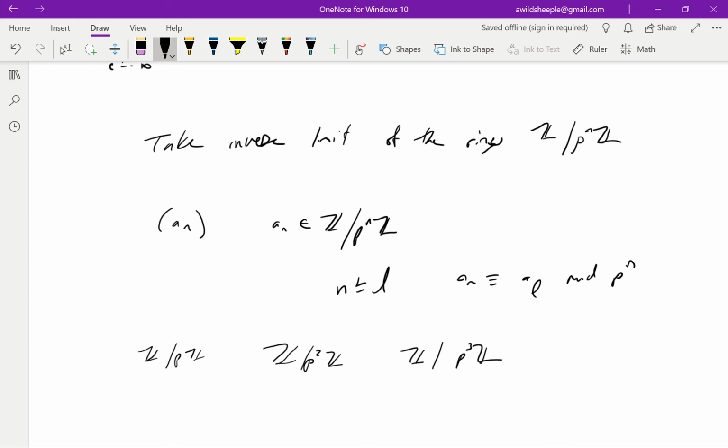I'm still feeling confused here. The inverse limit is the one that points. Oh, okay, maybe I was right the first time. Maybe it does go this way. Yeah, this notation is really confusing.